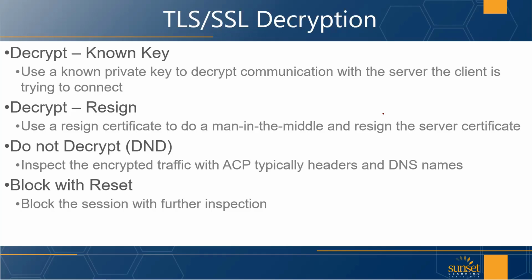We can do this if we want to protect some of our outbound traffic. We can do a decrypt and re-sign. So we'll re-sign with our own certificate, so we actually act as a proxy. We could do a do not decrypt, which we will then basically inspect on what we can see in the headers, if they don't have encrypted DNS names, where basically we can look at the headers, and that's about it. Or if we don't want to inspect it, we can block with reset, so we can block and reset that TLS connection.